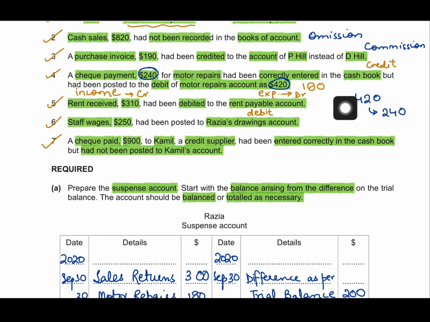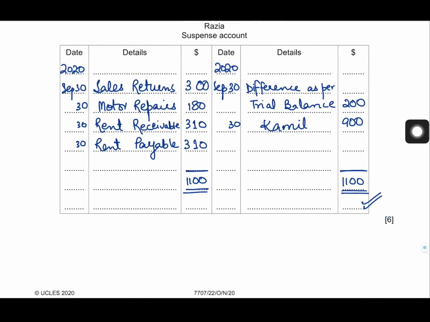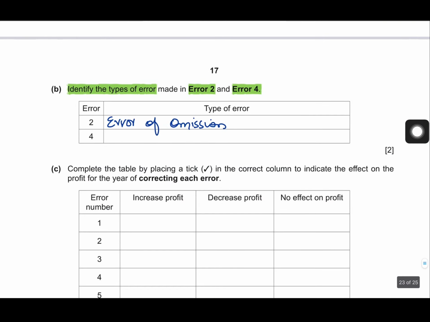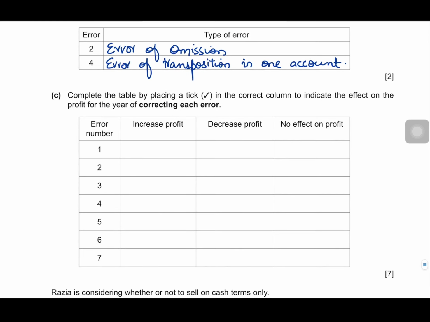So such types of errors are called transposition errors, when the digits are not positioned correctly while recording the transaction. So this is a transposition error, but the error is not in both the accounts. Otherwise it would have been called just a transposition error. So you will write it properly, and that would be a transposition error in one account. Error of transposition in just one account, and that was the motor repairs account. Now let's move to part C.